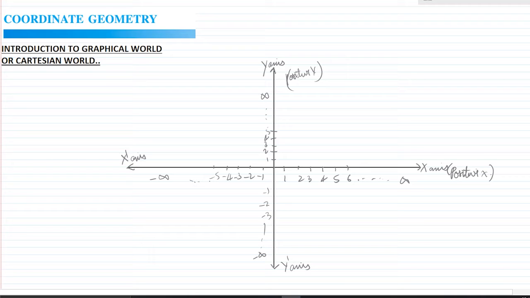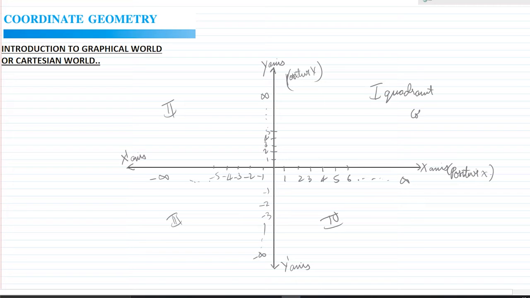This is our first quadrant, just for naming purposes, this is our second quadrant, this is our third quadrant, and this is our fourth quadrant. Now comes the topic of coordinates.